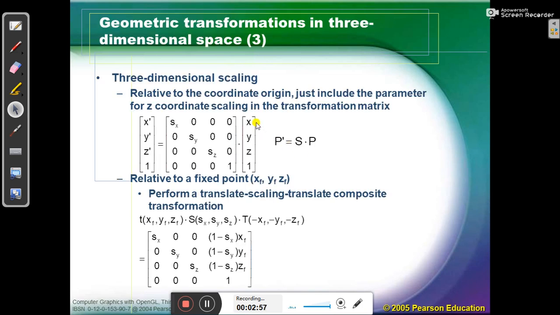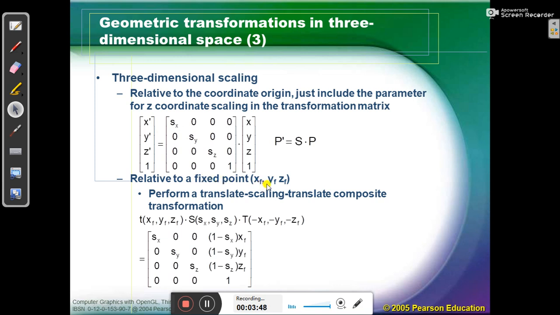In the same way we can apply three-dimensional scaling, which is related to the coordinate origin. If we want to do scaling with respect to the origin, just include the parameter for z coordinate scaling in the transformation matrix, like the 2D matrices. Here you can see x dash, y dash, z dash, 1, and you include the scaling factors in a diagonal way, so that it can be applied with the x, y, z value of P to get the new value P dash after applying the scaling factor S in all directions of three-dimensional space. Again, we can do the same thing with respect to a fixed point also.